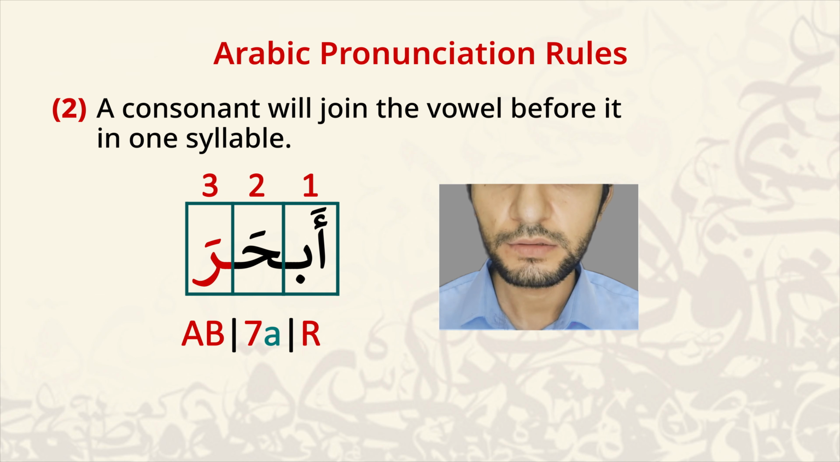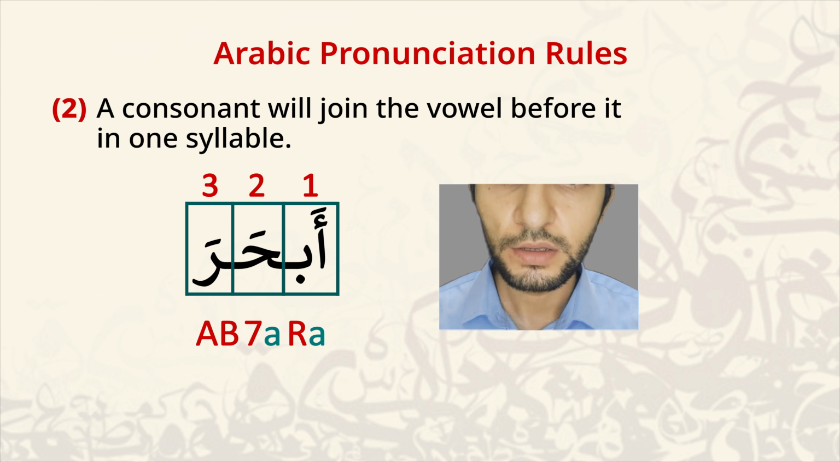And again, it is labeled with fatha, so we will add a, ra, ra. Here are the three syllables of this word. Ab, ha, ra. All together will be abhara, abhara.